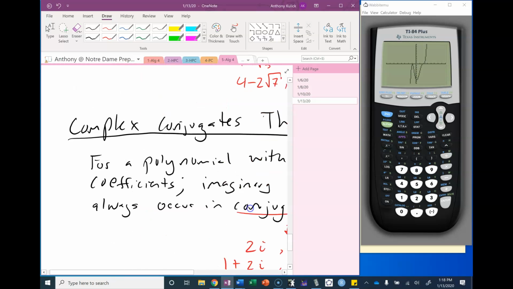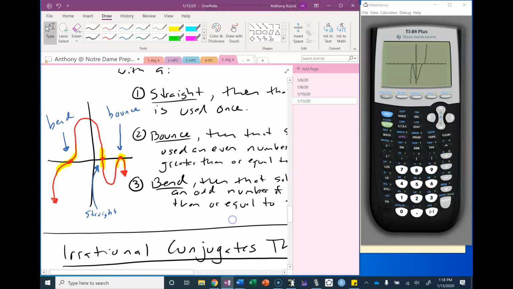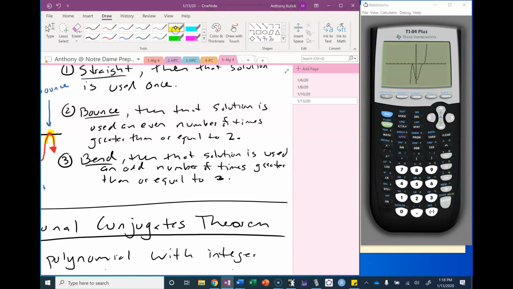So we're using the bend, bounce, straight theorem. The bounce says it's going to be used an even number of times greater than or equal to 2. So 2 is the minimum number of times a bounce could be used, but it could also be used 4 times or 6 times or 8 times or 10 times, any even number greater than 2. But since we only have 5 solutions in this problem total, I can't have 6, 8, 10, and so on. I'm just capped at 2 and 4.